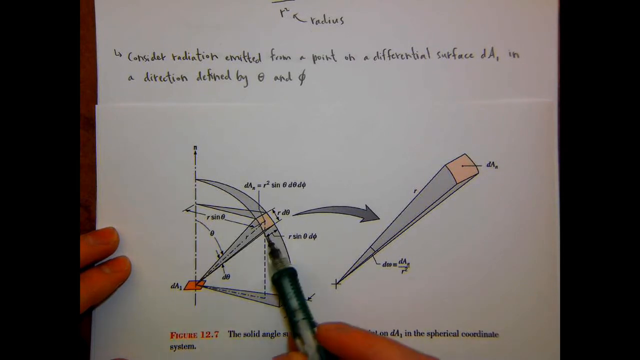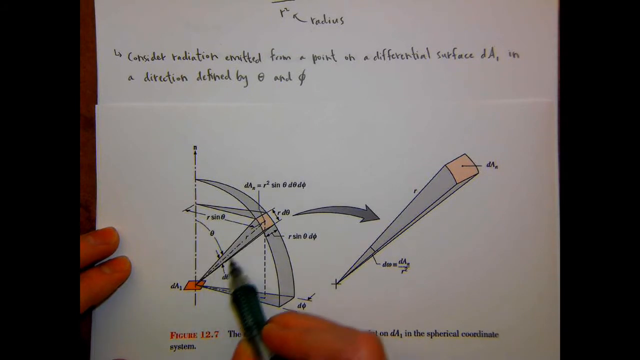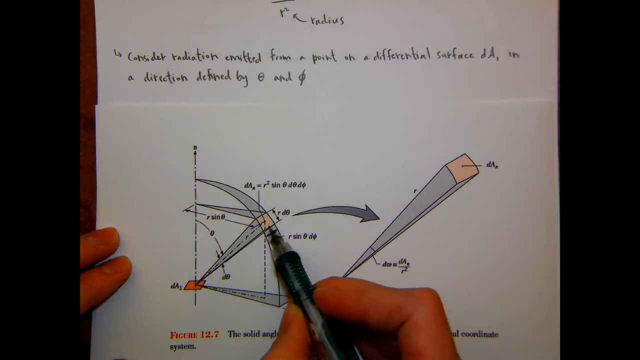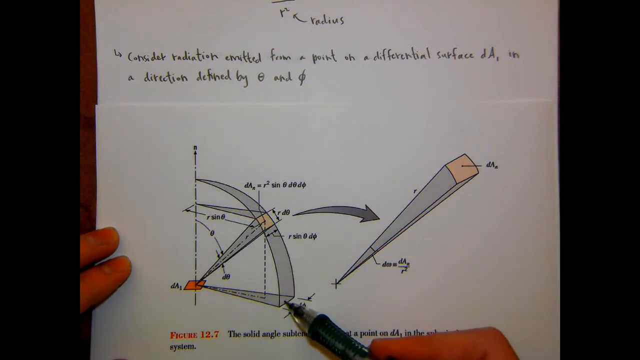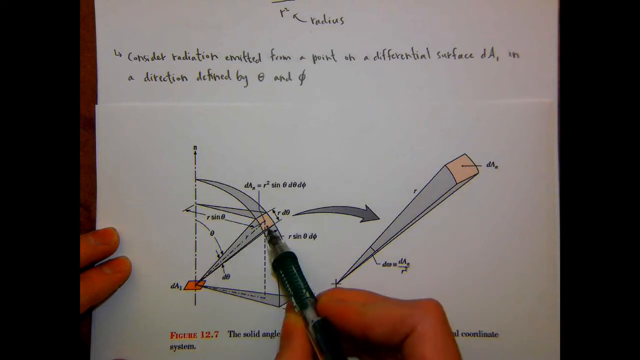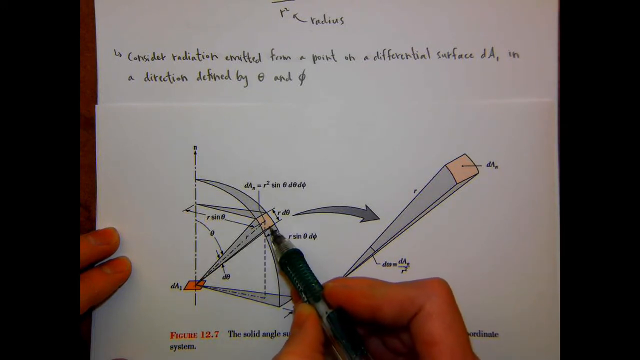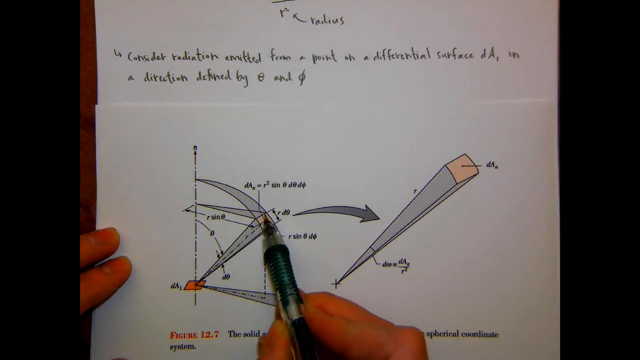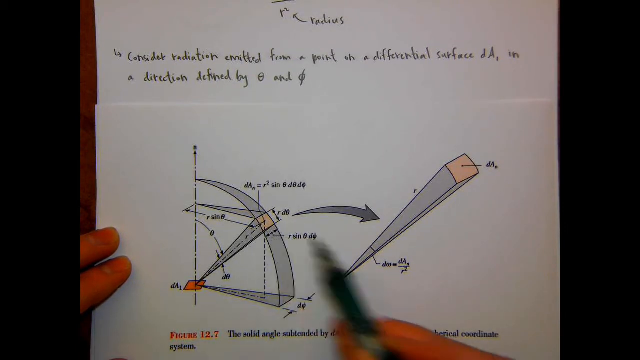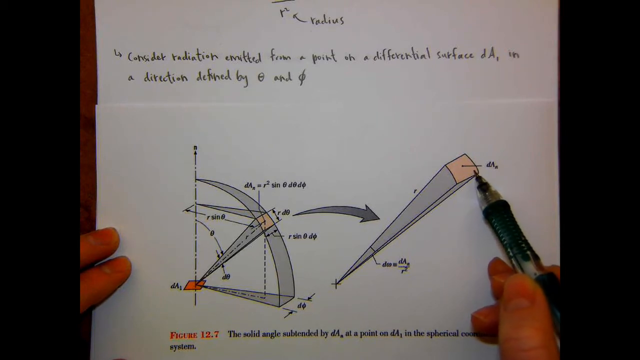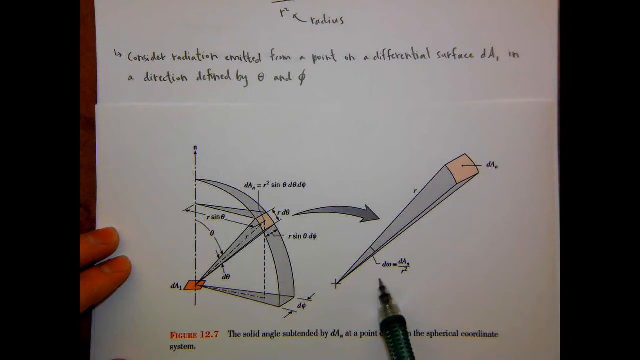And the hemisphere is drawn at a certain radius, r, from this differential area. This hypothetical hemisphere drawn at the radius r, the radiation leaving from this point, going in this direction, is going to pass through this differential area on the hemisphere, dA sub n. And it's going to pass through this solid angle as well.